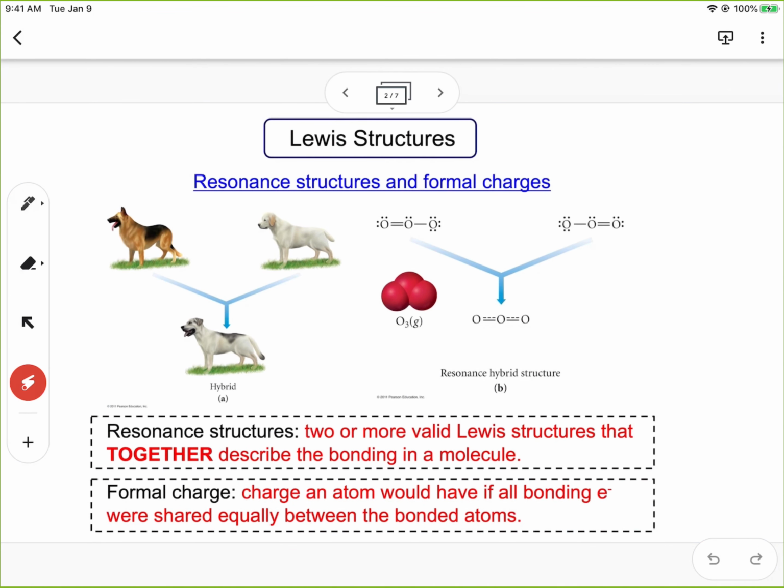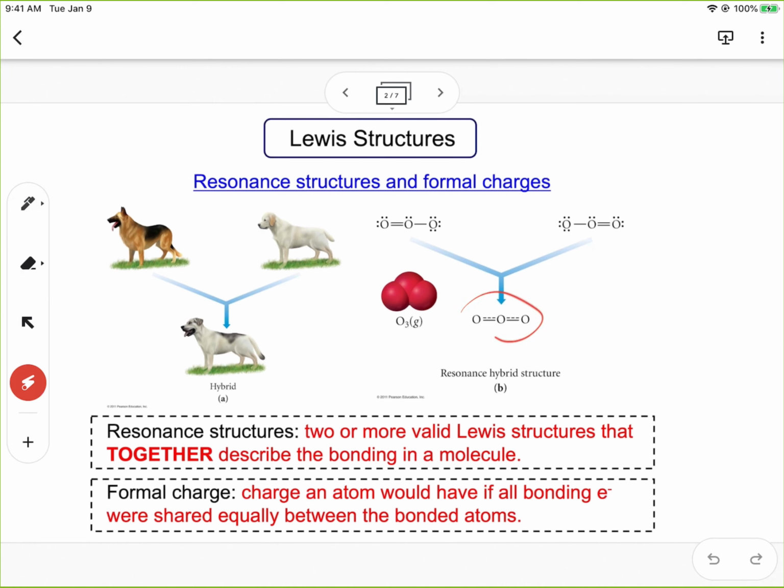When you draw Lewis structures, sometimes you'll realize a molecule could have more than one valid Lewis structure. Take a look at this ozone molecule. If you draw the Lewis structures according to the procedures we discussed in the previous video, you will see that both structures are valid. If you check the octet rule for all three oxygens in both structures, all of them are happy. So if you have more than one valid Lewis structure, then how do you get the real structure of a molecule?